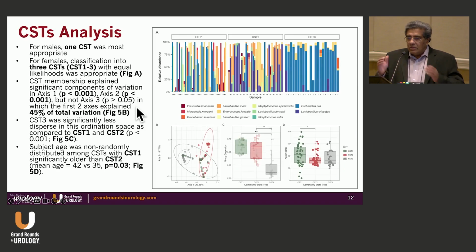Now, the community state type analysis: men, of course, can be clustered to a single community state type. Everybody falls into the same thing. The women, we were able to classify into three groups, three community state types, and the memberships. The principal component analysis here shows that axis 1 and axis 2 were significantly different and explain about 45% of the total variation in females.